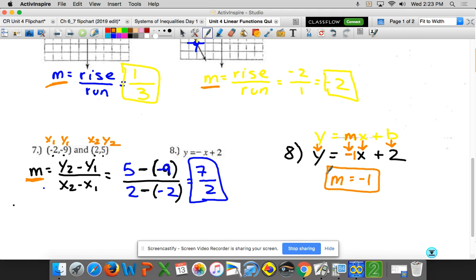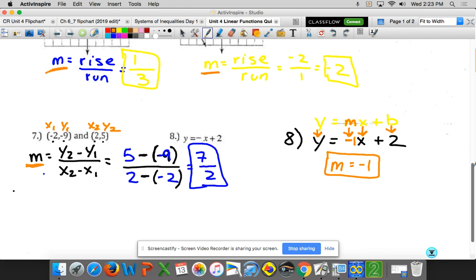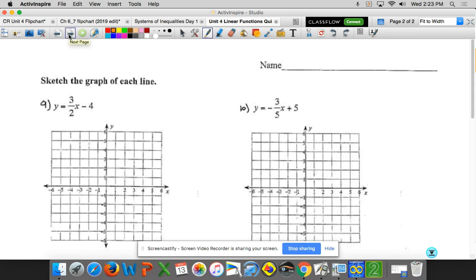No math really involved there, just a little bit of knowledge and understanding what slope-intercept form is and which variable represents slope. And please remember that is letter M. So that brings us to the second page, which is 9 through 12.